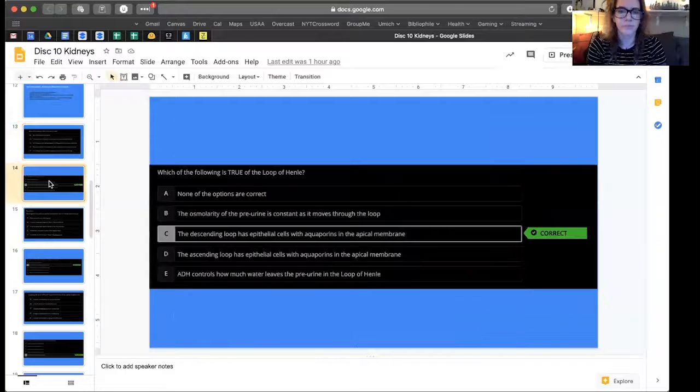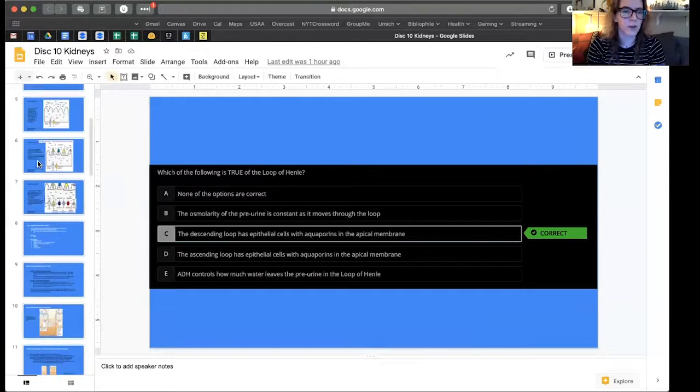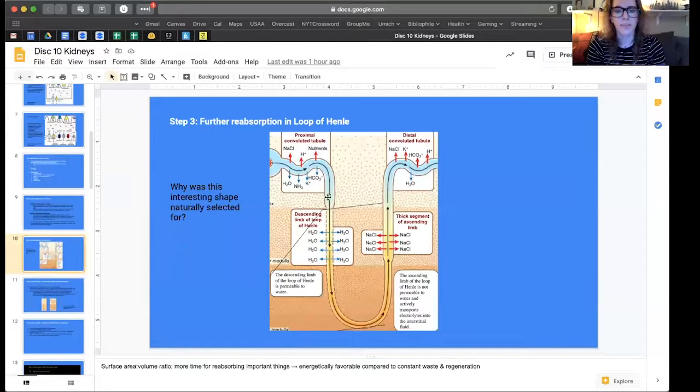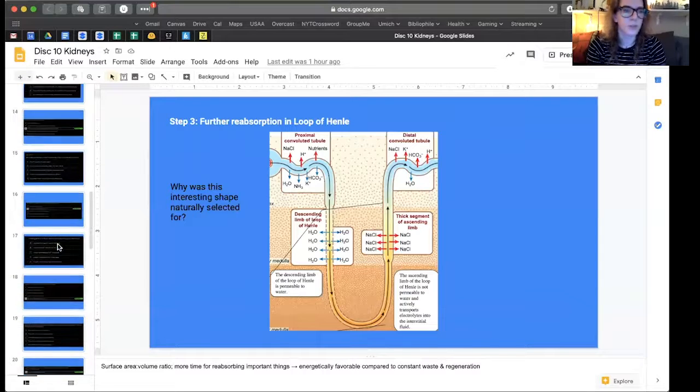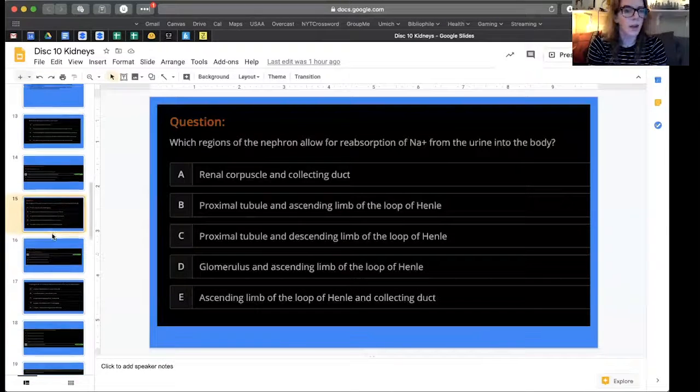All right, and we can see that the answer is C. The descending loop has epithelial cells with aquaporins in the apical membrane. You kind of just have to know this, but if you can remember what the structure looks like, remember that when we're descending, the first thing that's happening is the water flowing out. So we need those aquaporins here. And then it's not until we get to this ascending part that the sodium ions move. So that's kind of a know-it-or-you-don't type of thing. Okay, let's look at this next one.